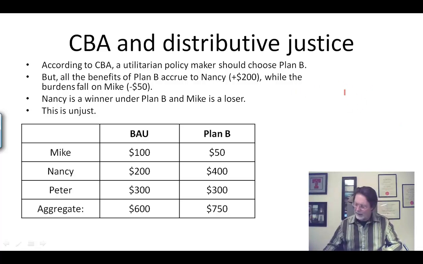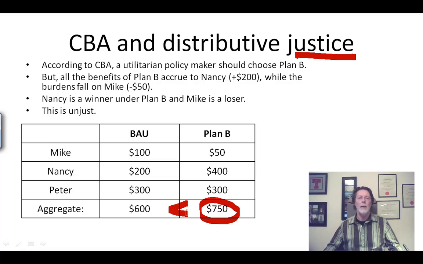The problem, as well as the weakness of willingness to pay as a measure of preference satisfaction, is that there's a justice issue, a distributive justice issue and a compensatory justice issue. Look again at this chart. This is our winner here, Plan B, because 750 is bigger than 600. But in this case, Mike loses 50 bucks under Plan B, Nancy gains 200, and Peter stays the same. All of the benefits of this accrue to Nancy.